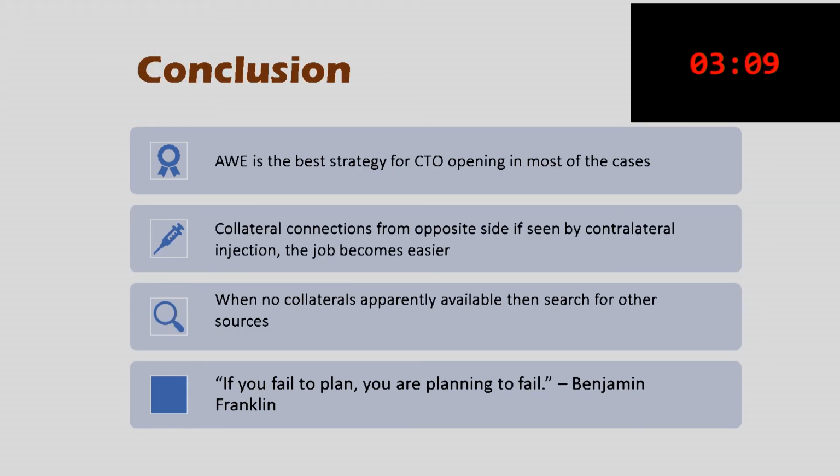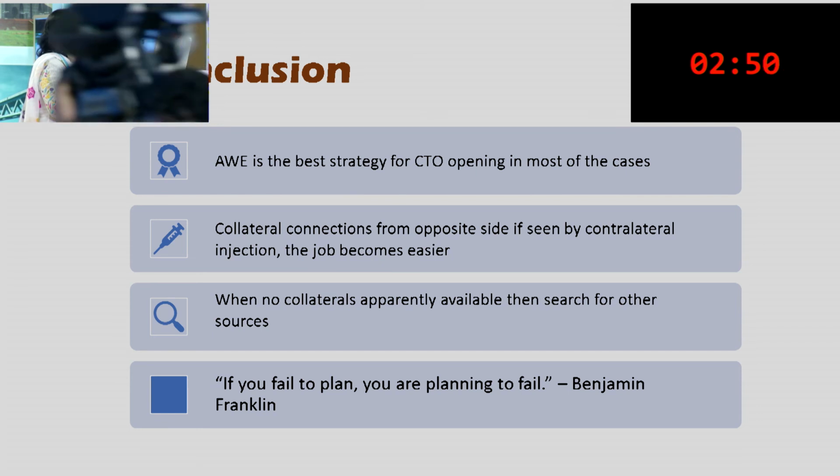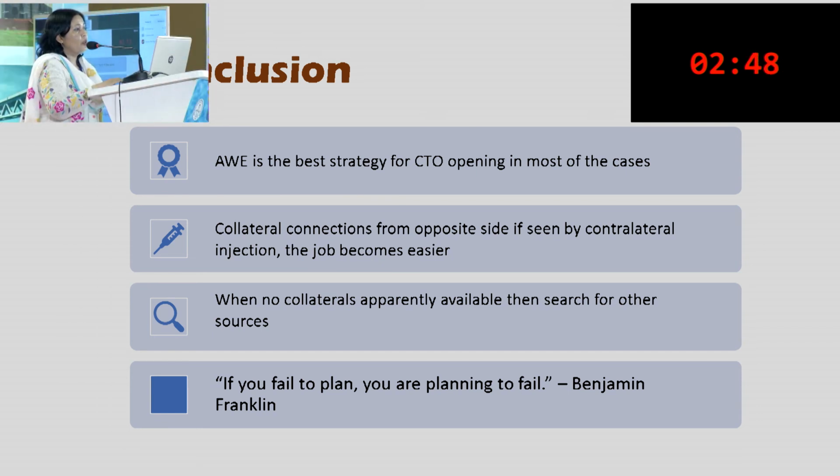Antegrade wire escalation is the best strategy for CTO opening in most of the cases. If collateral connections from the opposite side are seen by contralateral injection, the job becomes easier. When no collaterals are apparently available, then search for other sources. Above all, it is the proper planning that brings success to such a complex interventional case.